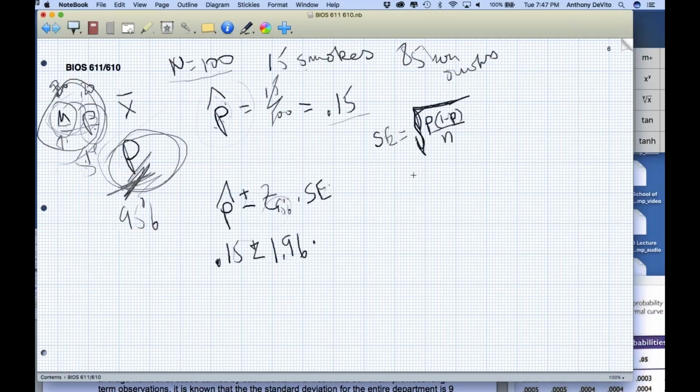What's my standard error? It's going to be equal to the square root of 0.15 times 0.85 over 100. So you got to resolve this and then take the square root of it.